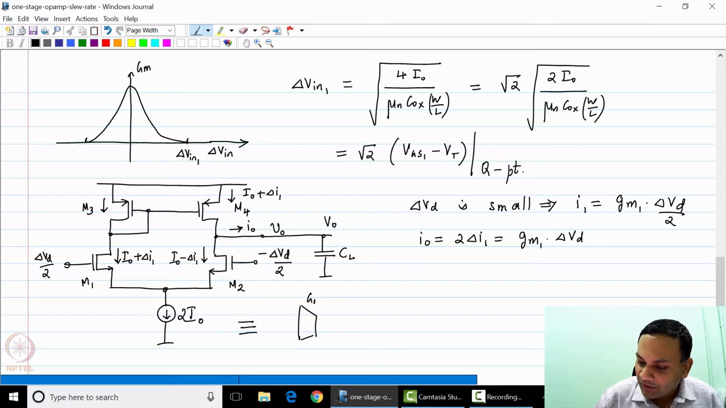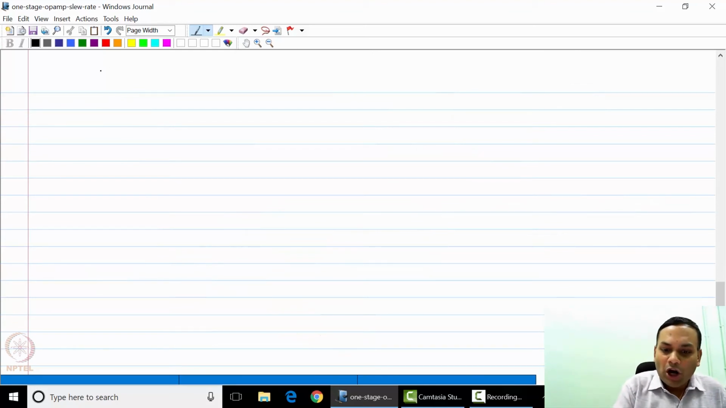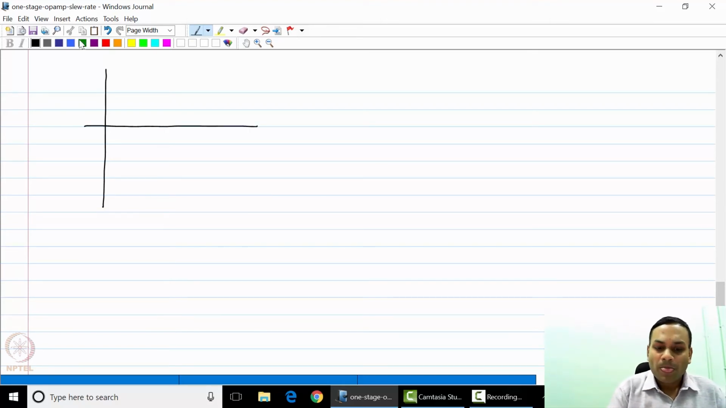It would look like a transconductor whose value is small Gm1. So this is delta Vd by 2, minus delta Vd by 2. This is what the model of the op-amp would look like. So if I were to plot the input and output voltages, let me first plot the input voltage.